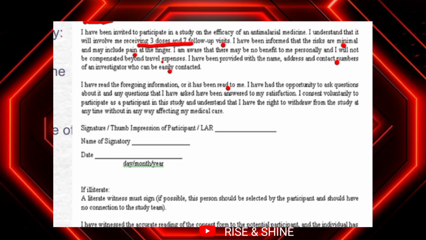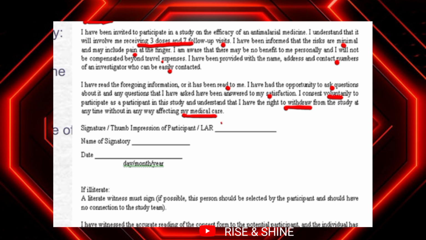I have read the foregoing information, or it has been read to me. Either I am reading it or someone read it to me. I had an opportunity to ask questions. In the summary they write about it, and any questions that may have been asked were answered to my satisfaction. The consent is voluntary. That is highlighted even in the signature sheet. As a participant in this study, I understand that I have the right to withdraw. So the patient can withdraw at any time from the study, without in any way affecting my medical care.